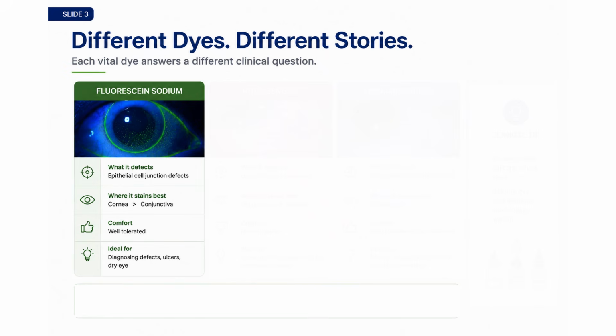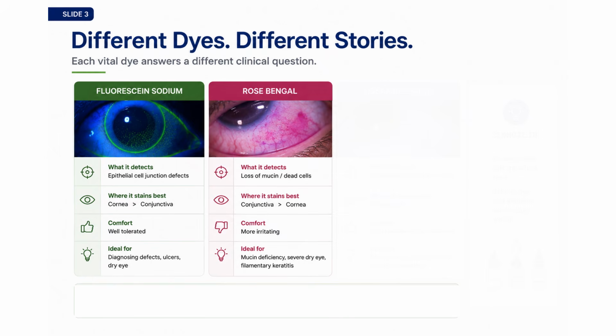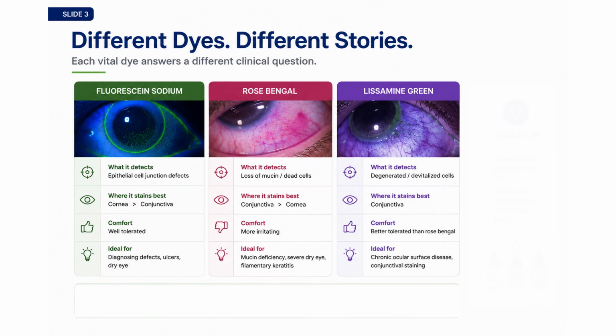Suppose I give you only one dye for the rest of your career, which one would you choose? Let us see. What does fluorescein sodium do? It detects epithelial cell junction defects, it stains best on the cornea, and it's well tolerated. It is useful for diagnosing epithelial defects, ulcers, and dry eye. Rose Bengal, on the other hand, stains the conjunctiva better, but it is more irritating. It is ideal for mucin deficiency, severe dry eye, and filamentary keratitis. Lissamine green, which is better tolerated than Rose Bengal, detects degenerated and devitalized cells in chronic ocular surface disease.